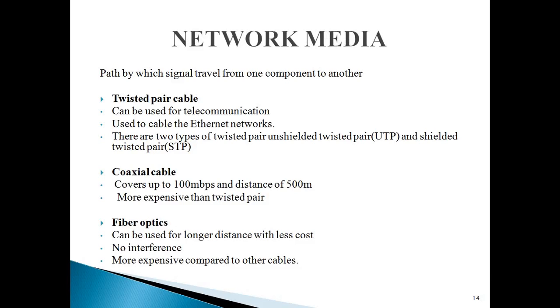There are three different types of network media. One is the twisted pair cable. Twisted pair cable can be used for telecommunications and to cable Ethernet networks. Two types of twisted pair cables exist: UTP and STP. Coaxial cable supports up to 100 Mbps and a distance of 500 meters. It is more expensive than twisted pair. Fiber optics can overcome the problems of twisted pair as well as coaxial cable. There is no interference, and it is more expensive compared to the other cables.